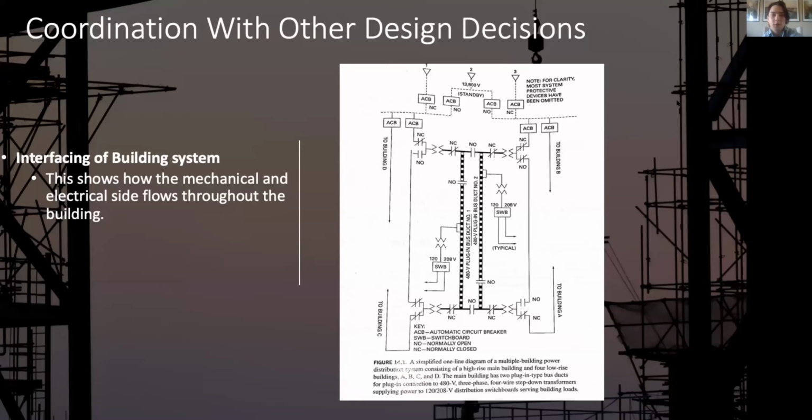And now moving on to our coordination with other design decisions. This is just the interfacing of a building system, how your mechanical and electrical side flows throughout the building. In this image, you can see how complicated the interfacing of the building system is. You have everything from your switchboard to your circuit breaker, how they open and how they close.